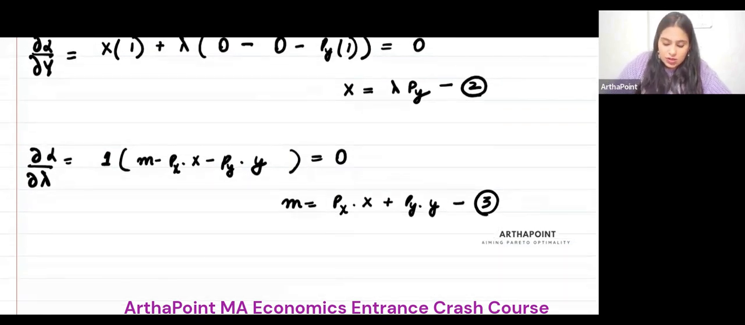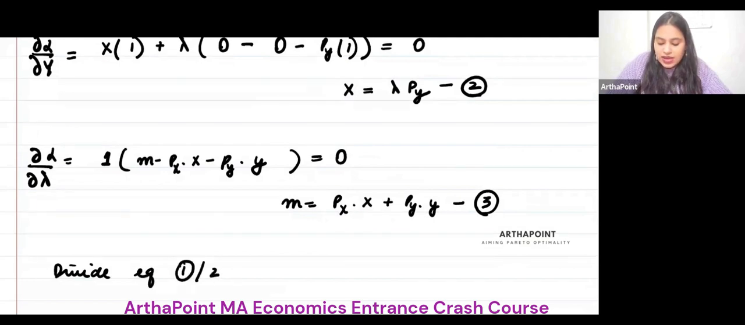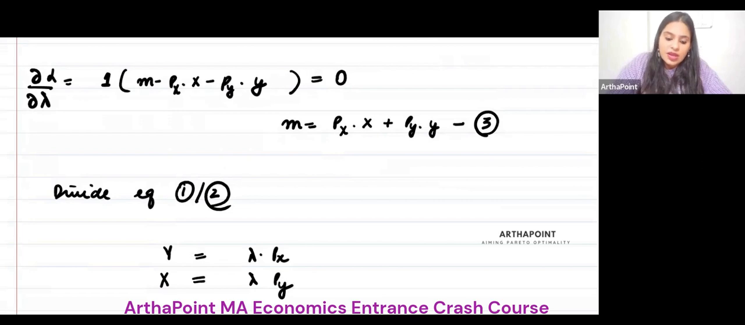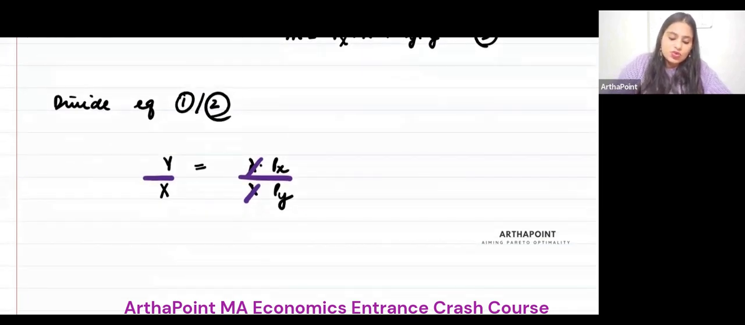Step 4. You will divide equation 1 by equation 2. Always. So what will I get? Equation 1 was y is equal to lambda px. Equation 2 was x is equal to lambda py. And you're going to divide this. Lambda and lambda will get cancelled. Just 1 equal to is left. So you will have y py is equal to x px.